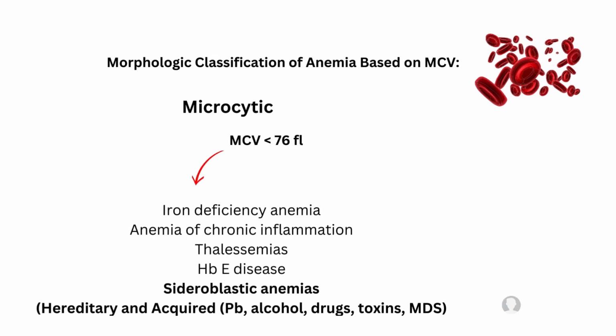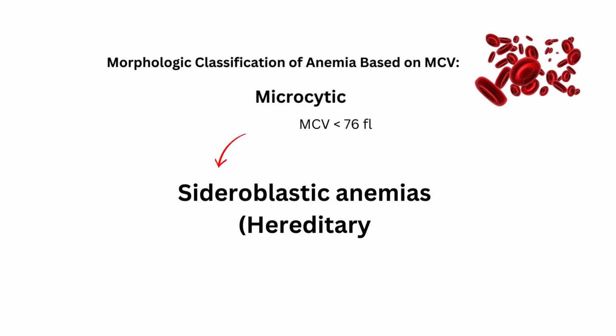The differential diagnosis for microcytic anemias are included. Iron deficiency anemia is the most common microcytic anemia. Now, if you see at the bottom sideroblastic anemias, they are hereditary or acquired. Lead poisoning, alcohol, drugs, and toxins inhibit enzymes critical for protoporphyrin and heme synthesis. Myelodysplastic syndrome may cause secondary sideroblastic anemia.